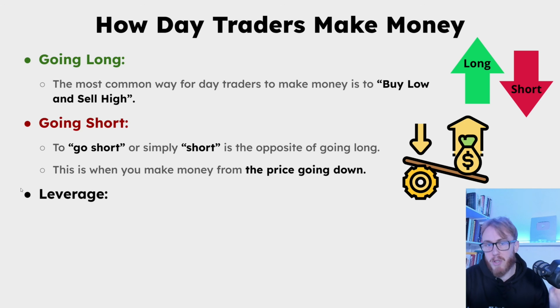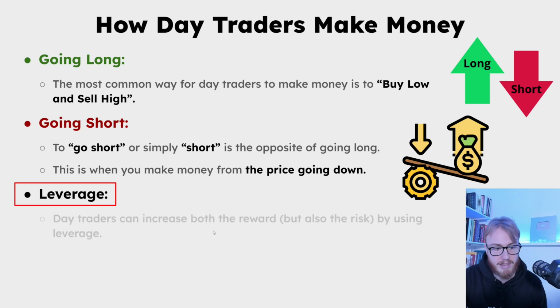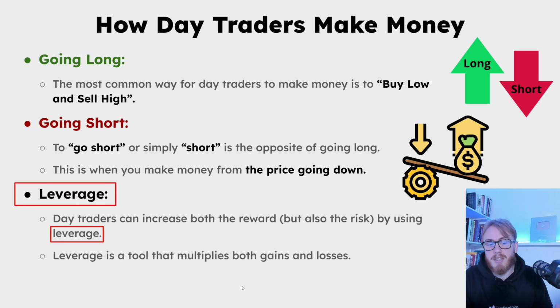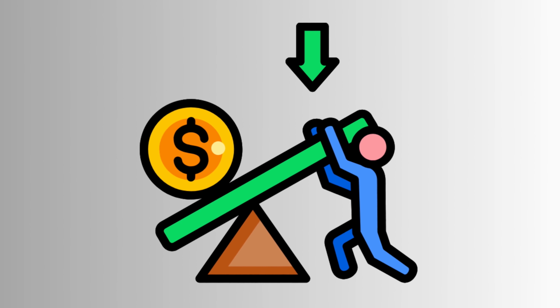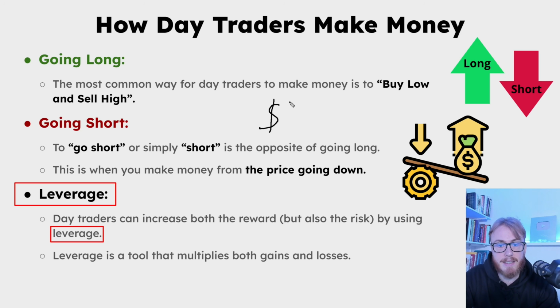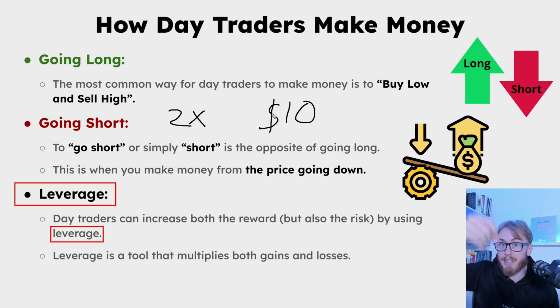And another important thing I want to talk about is something called leverage. And what is leverage? Well, day traders can increase both the reward but also the risk by using something called leverage. And in very simple terms, leverage is a tool that multiplies both the gains and losses. So remember the example where we gained $10. If we use leverage, let's say that we use a 2x leverage. That means that for every dollar we win, we now win $2 instead.